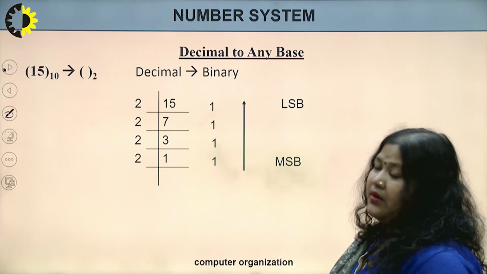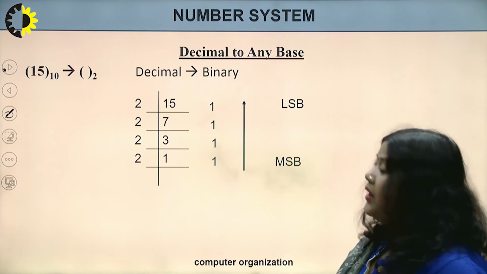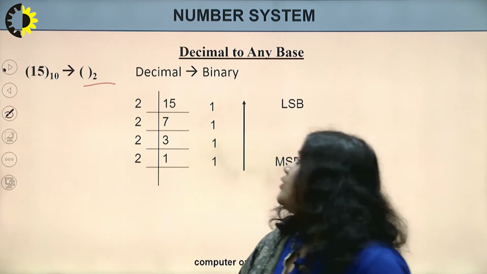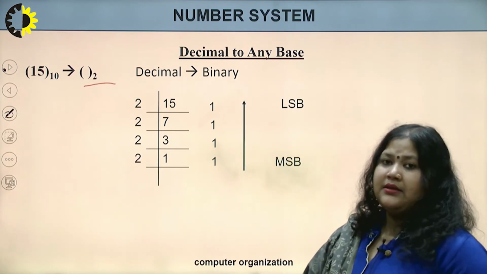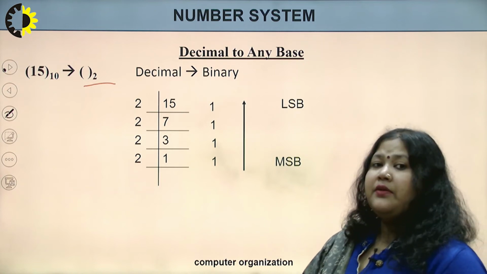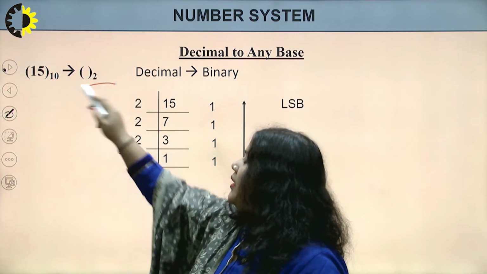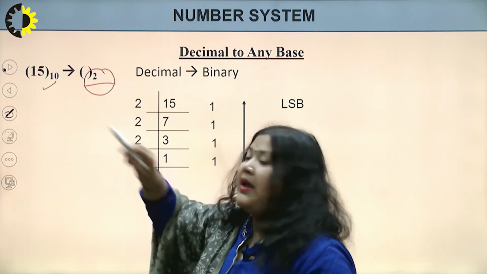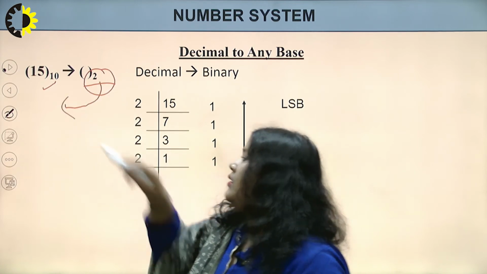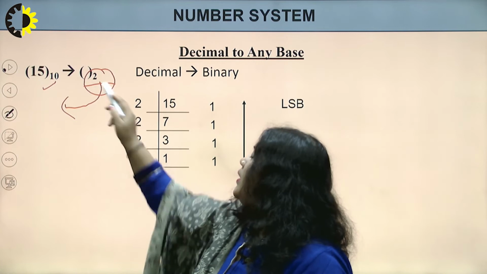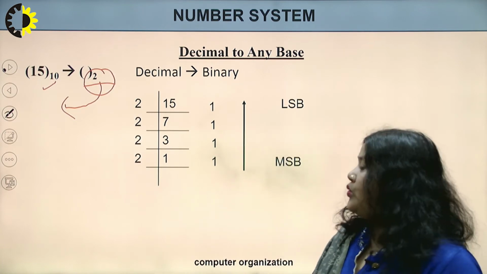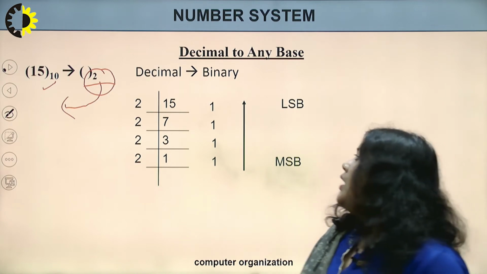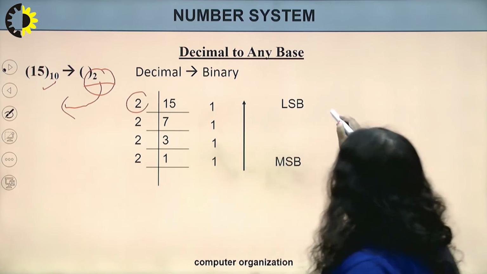We just use the division method to convert from decimal to any base. So this is a decimal number to base 2. How do we calculate this particular conversion? We have to divide the number we want to convert by the base value. So this is base 10 converted to base 2. We divide 15 by the base value of 2.